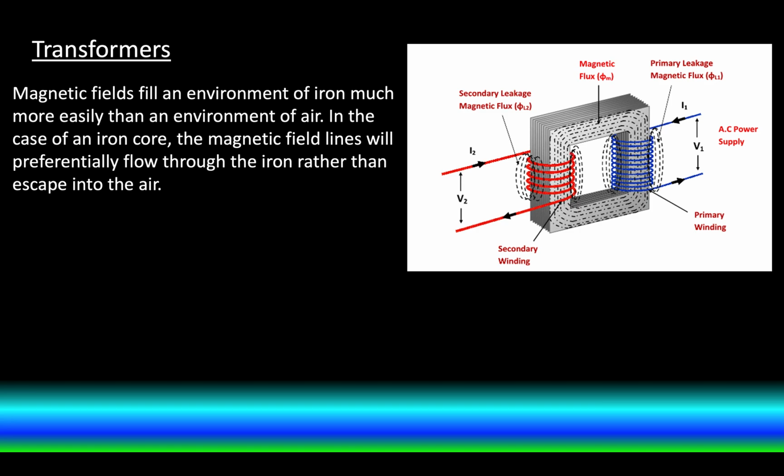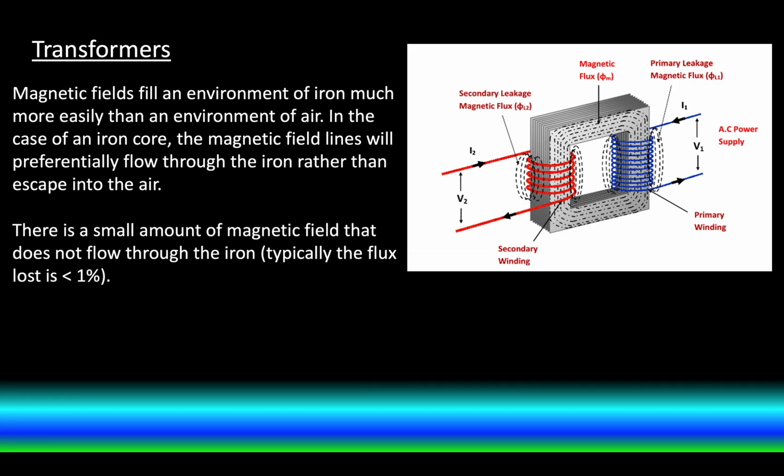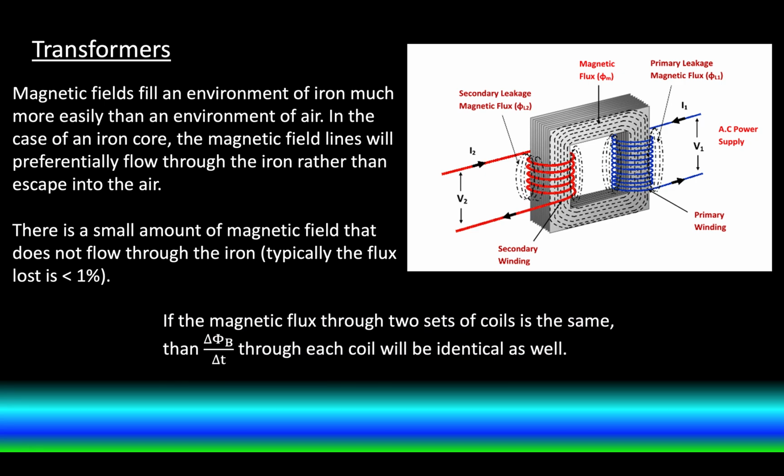If we have the same number of magnetic field lines that pass through both solenoids, we could say that we expect the magnetic flux through both solenoids to be the same. And therefore, the rate of change of the magnetic flux through both solenoids should be the same as well. For a well-built transformer, typically the flux lost will be less than 1% of the total magnetic flux. Very often, the first solenoid, the solenoid that is connected to the AC source of electric current, is known as the primary, and the second solenoid where we create the induced voltage is known as the secondary.